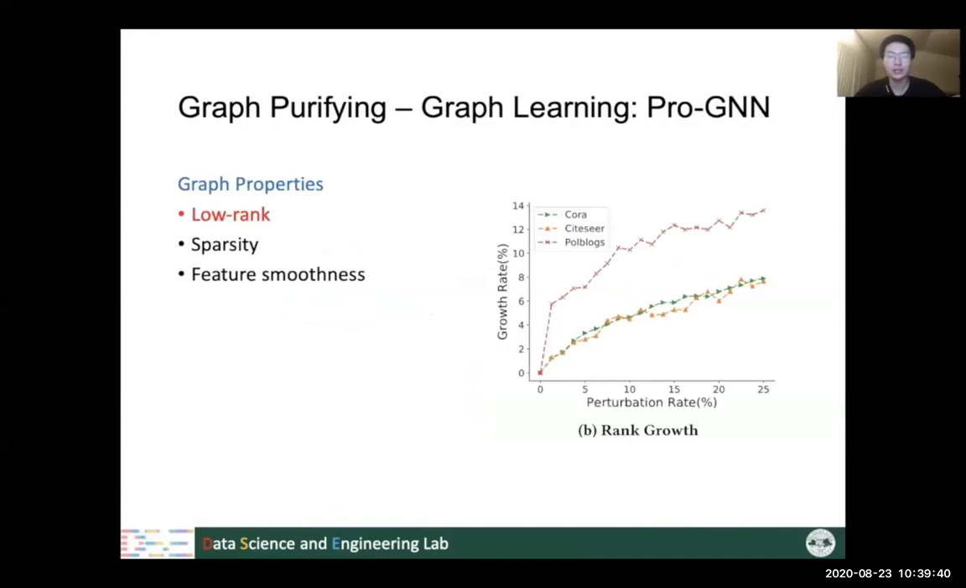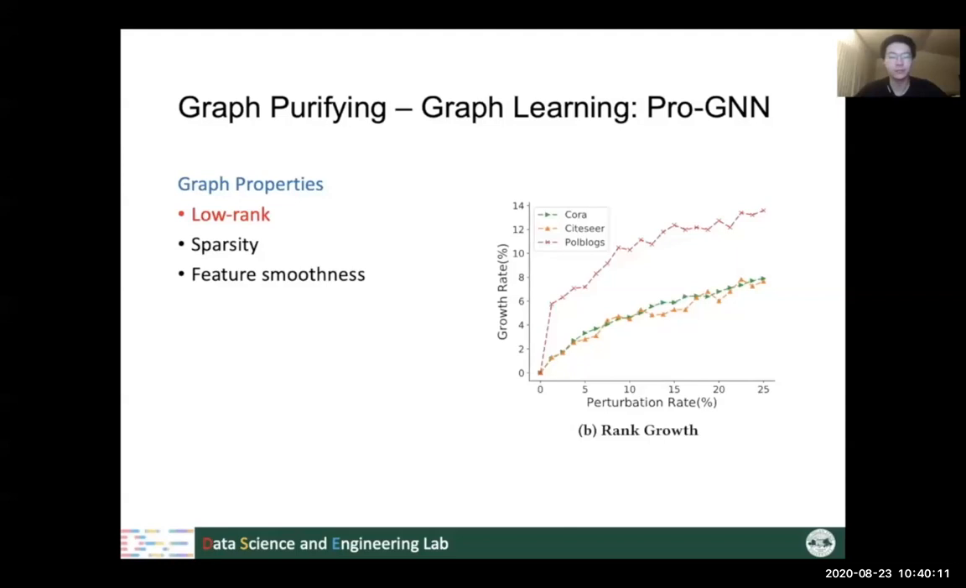There are actually many important graph properties we can attend to. Here we study three main properties: low rank, sparsity, and feature smoothness. We find that adversarial attacks can essentially vary those properties. First, they can increase the rank of the adjacency matrix, which is shown in the figure. We find that on all of the three datasets, adversarial attack can essentially increase the rank of the adjacency matrix.